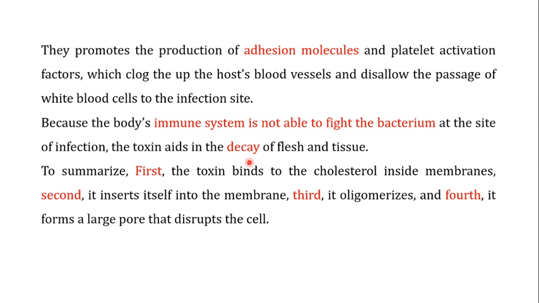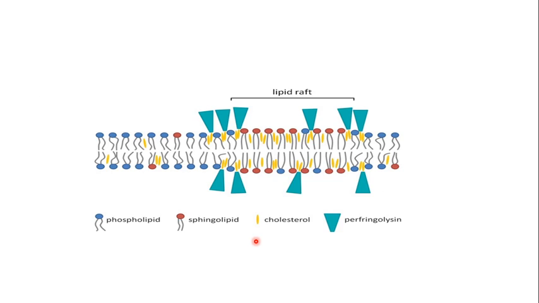Now, if I summarize the whole story for the PFO, the first thing this toxin does is bind to the cholesterol inside the membrane. Second, it inserts itself into the membrane. Then they oligomerize and make these large pores. And when they make these large pores, they actually disrupt the cells.